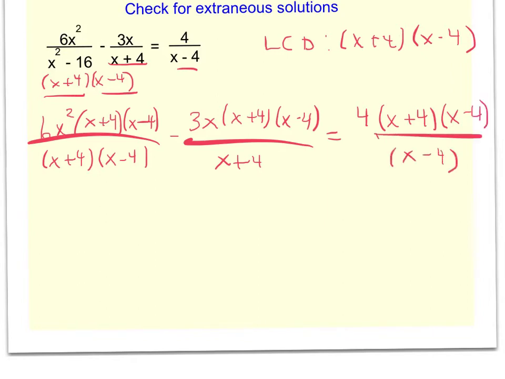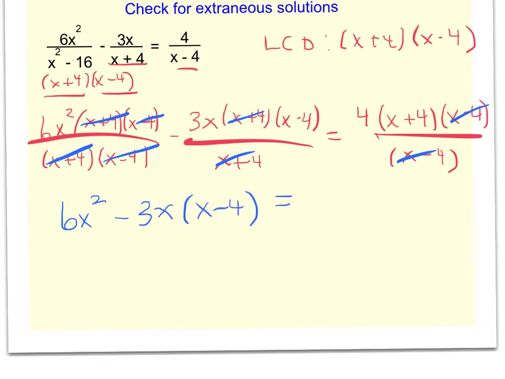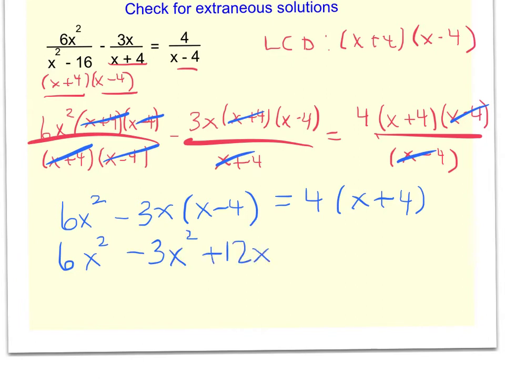And now I'll go ahead and cancel. Of course, these all cancel. x plus 4 cancels, and x minus 4 cancels, and I'm going to rewrite that because that looks pretty messy to me. So I have 6x squared minus 3x times x minus 4 equals 4 times x plus 4. And at this point, it becomes basic algebra. So go ahead and do it along with me if you want. Just distributing stuff through, right?